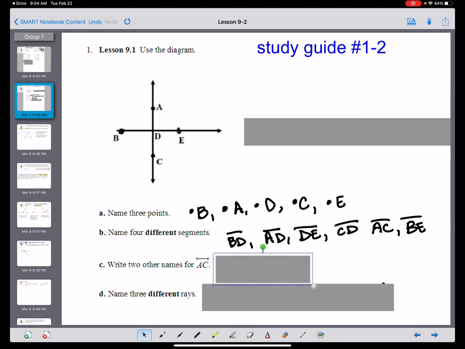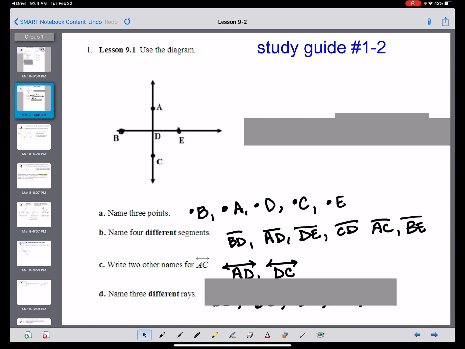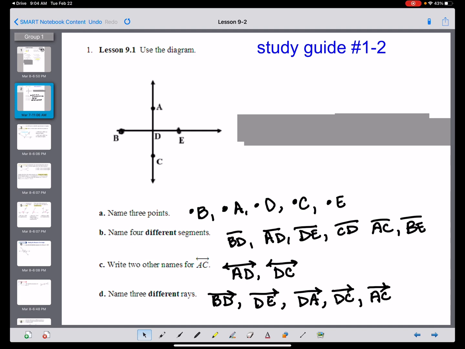Write 2 other names for line AC. Now, to name a line, you can pick any 2 points on the line, and it'll name the same line. So in this case, I could have chosen AD or DA, or I could have chosen DC or CD. Either one of those is fine. The last one is naming 3 different rays. In this example, the order does matter. Your possible answers are BD, ray DE, ray DA, ray DC, or ray AC.